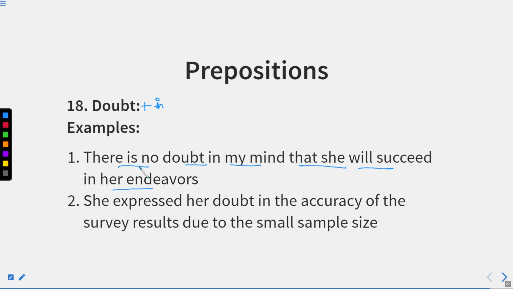She expressed her doubt in the accuracy of the survey results due to the small sample size. Now, if I say she expressed her doubt in, so here we can use doubt in. But if I say she doubts the accuracy, there I can only write doubts the accuracy. I need not write in over there, because I'm using doubts as a verb, which is a transitive verb. Now let us move to the next one.